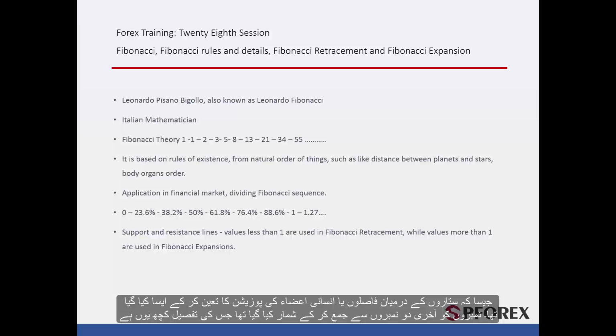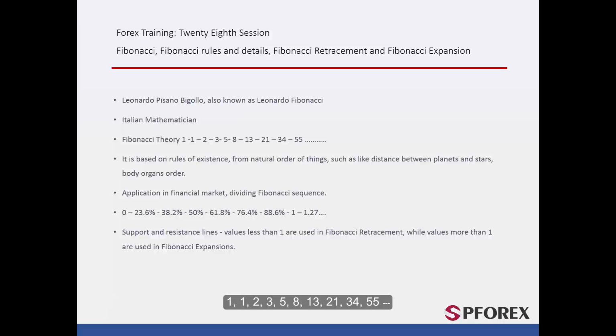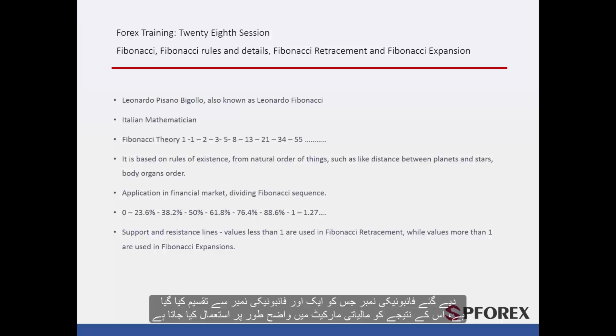The numbers are calculated by adding the last two numbers as follows: 1, 1, 2, 3, 5, 8, 13, 21, 34, 55, and so on. The result of a given Fibonacci number divided by another Fibonacci number is used considerably in financial markets.